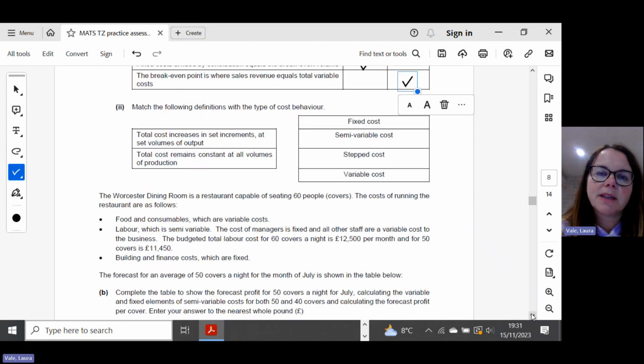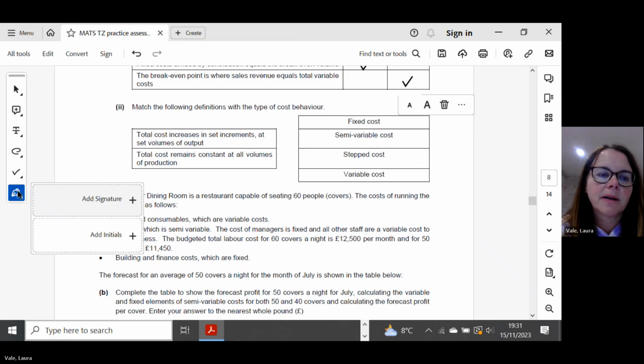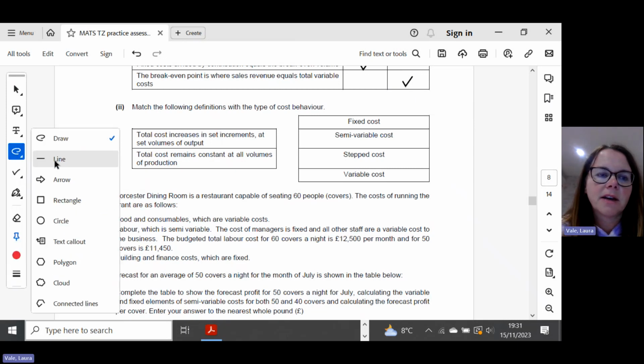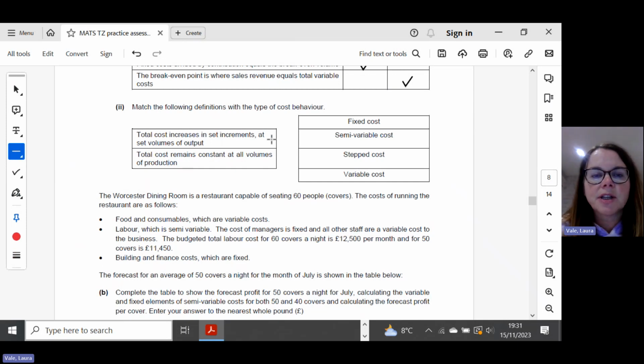Match the following definitions with the type of cost behaviour. Seeing if I can get a line. That looks good. Right, so the total increases in set increments at set volumes of output. The total cost goes up at set increments. That just means stages or steps, really. So that one is going to be stepped cost. Total cost remains constant at all volumes of production. So the total cost staying constant must be a fixed cost.